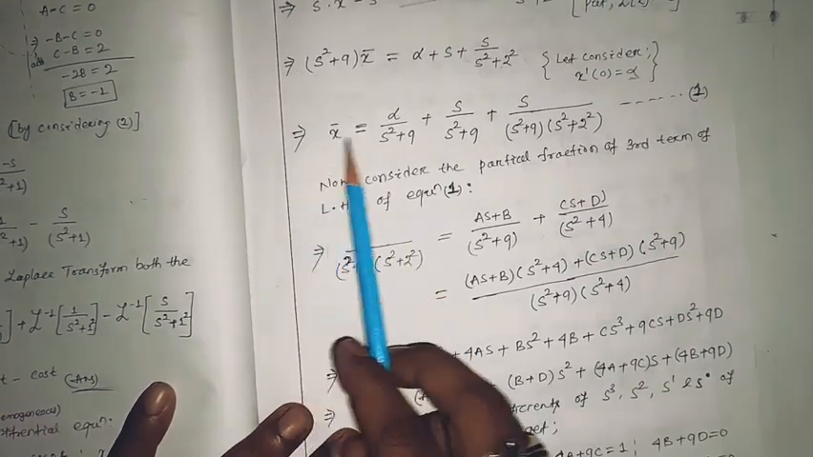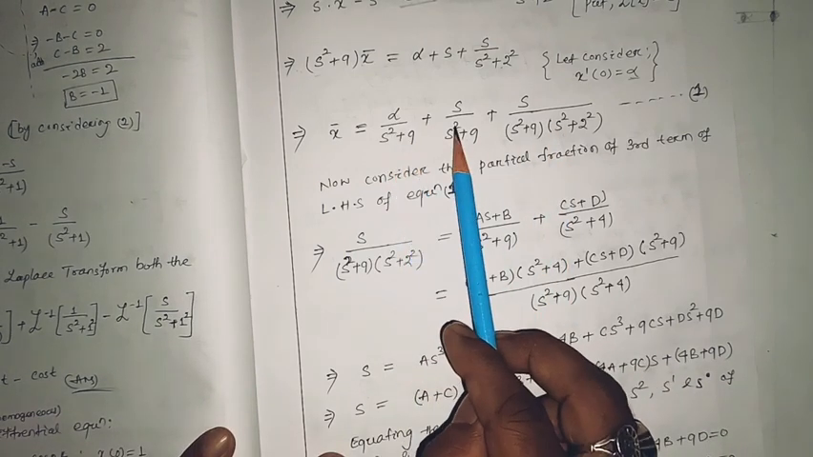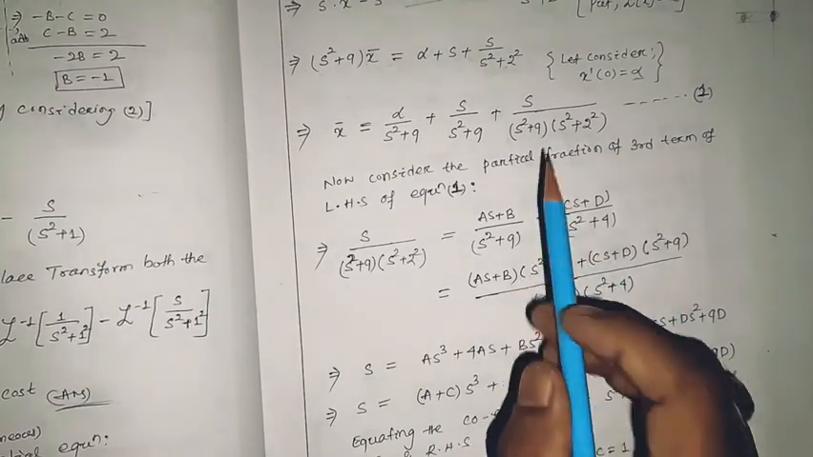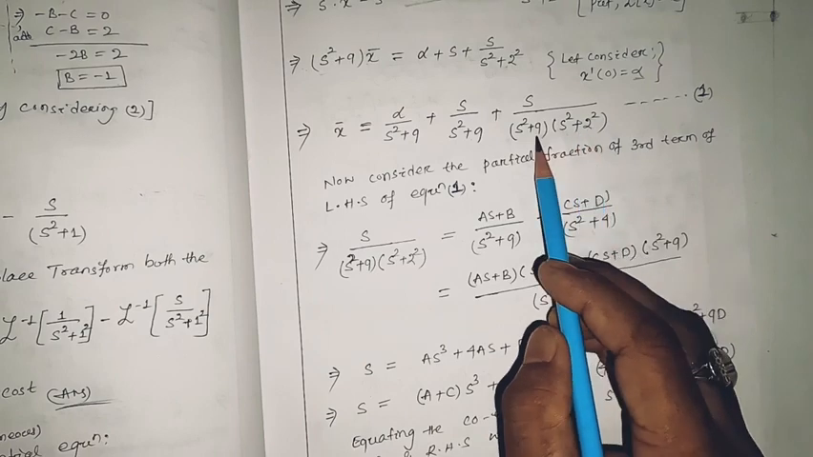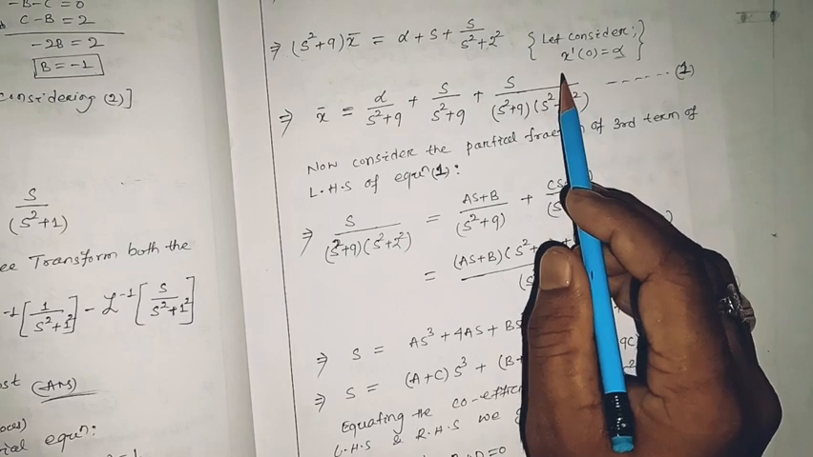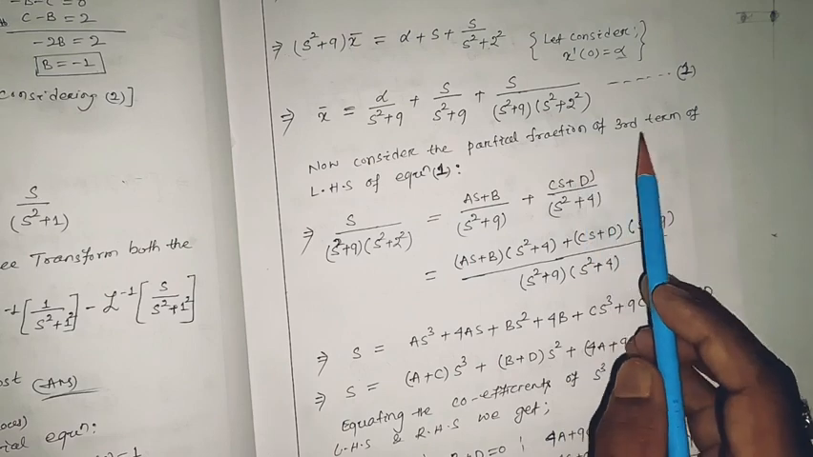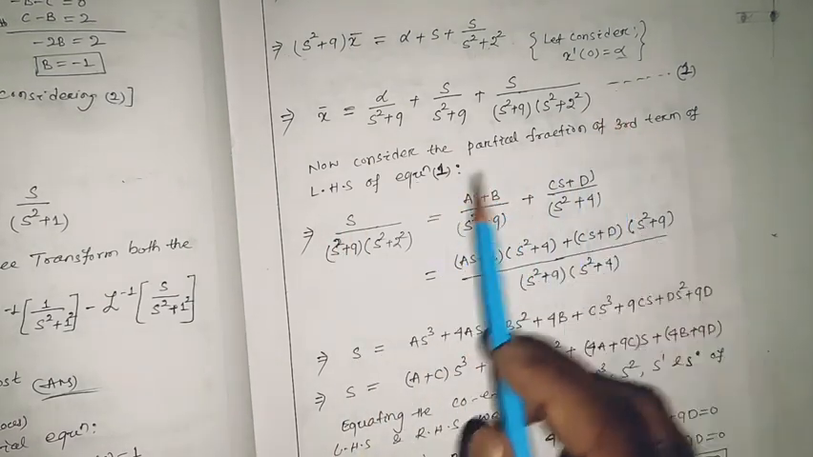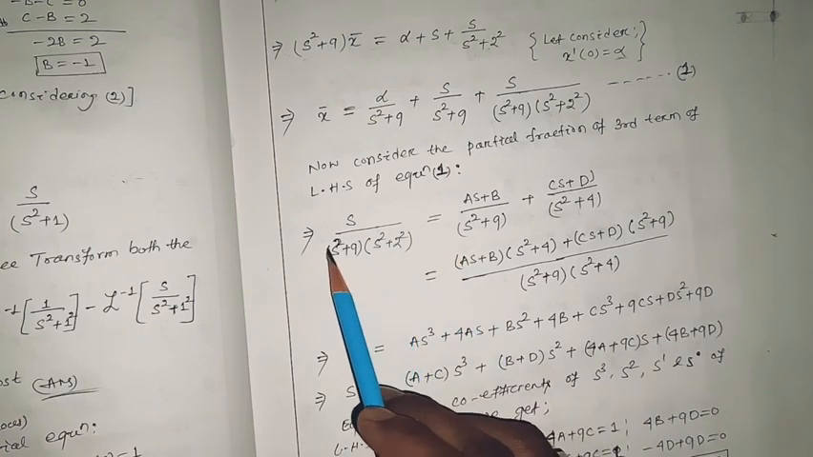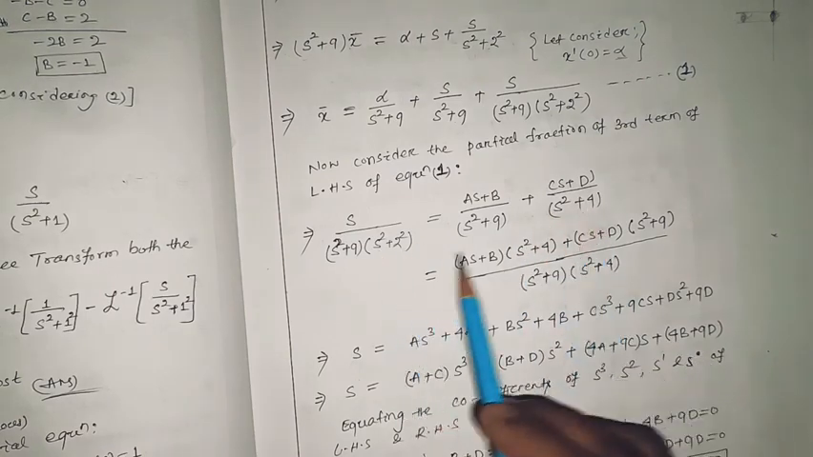Now we are going to go for the partial fraction of the third term, because there is no requirement of partial fraction for the other terms, but here partial fraction is required because in this one, s square plus 9 and s square plus 2 square are both quadratic expressions. So we are going to do the partial fraction of the third term. Now consider the partial fraction of the third term of the right hand side of equation number 1. s by s square plus 9 into s square plus 2 square will be equal to, here quadratic means, as plus b by s square plus 9 plus cs plus d by s square plus 2 square, or 4.